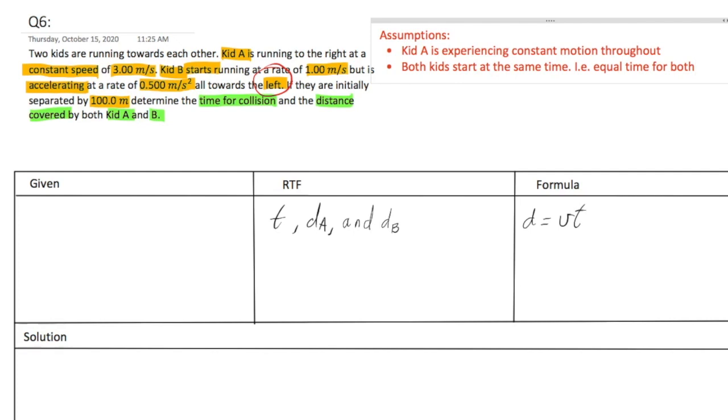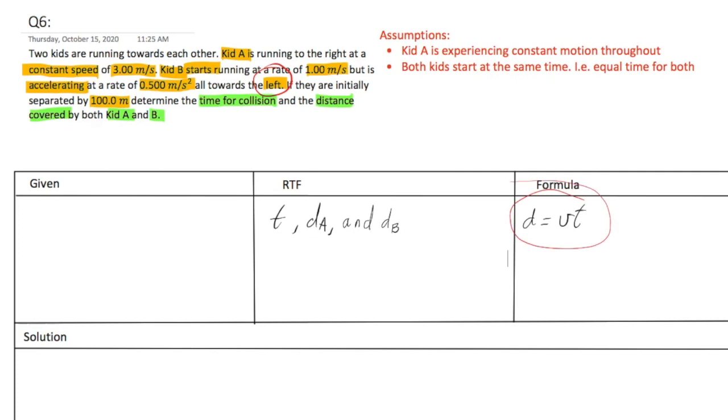So again, Kid A, constant motion throughout, no acceleration whatsoever. Both kids start at the same time. And of course, from a physics point of view, it is impossible if they started from rest. So we're assuming that they're not. So the time that we're talking about is from when they are 100 meters apart until they meet. So for Kid A, only one possible formula.